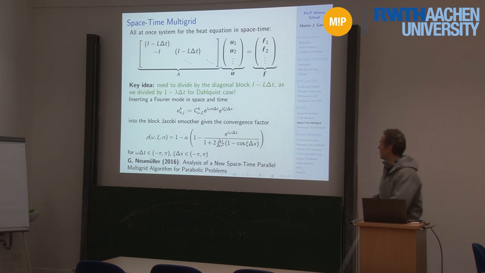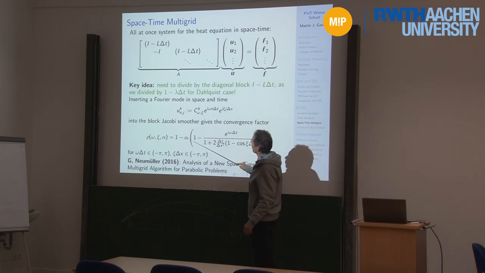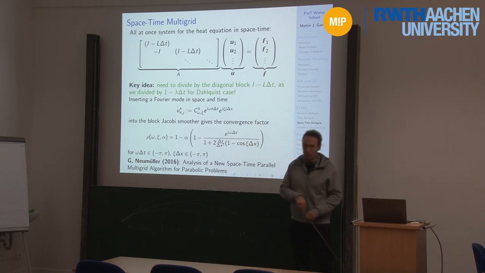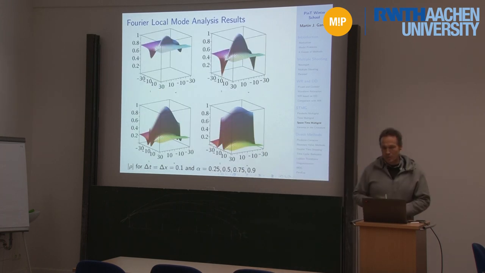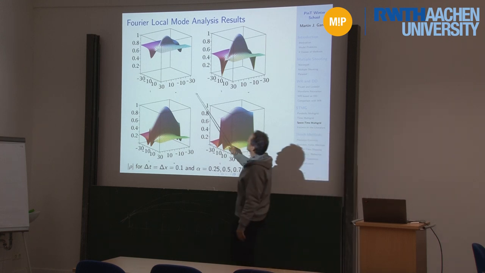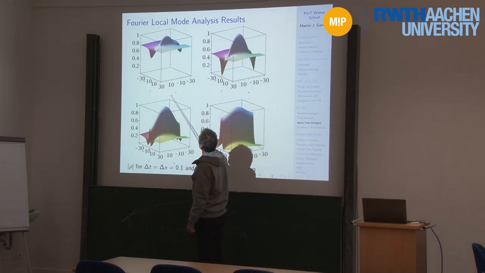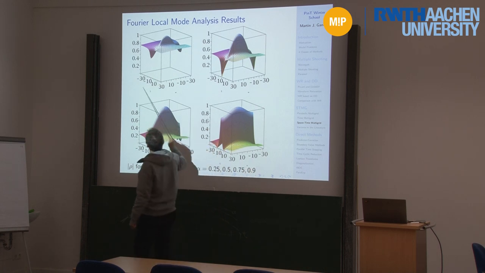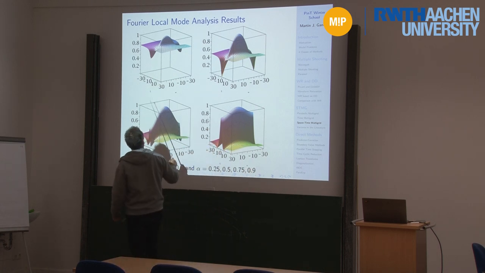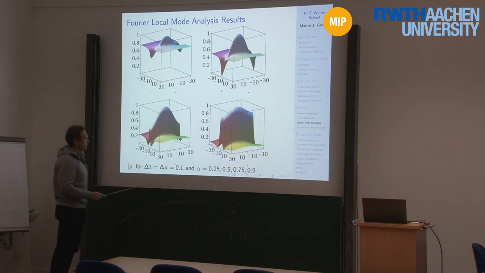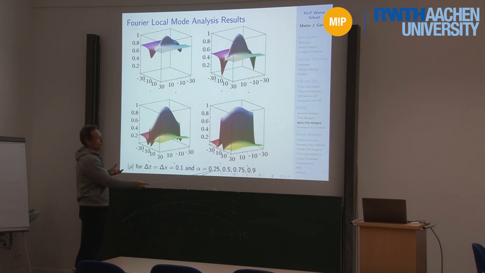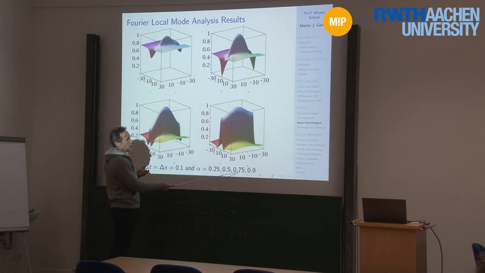And it depends on this alpha parameter, which is the parameter in the smoothing Jacobi iteration. If you look at this, here is a plot where we have the frequency in time and the frequency in space. And I plot this contraction for different values of alpha for the relaxation parameter, for a quarter, for a half, for three quarters, and almost one. And this gives me these four plots.